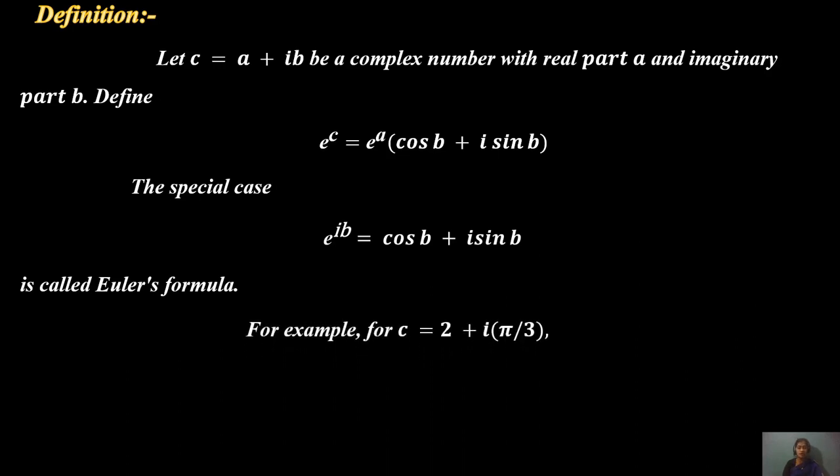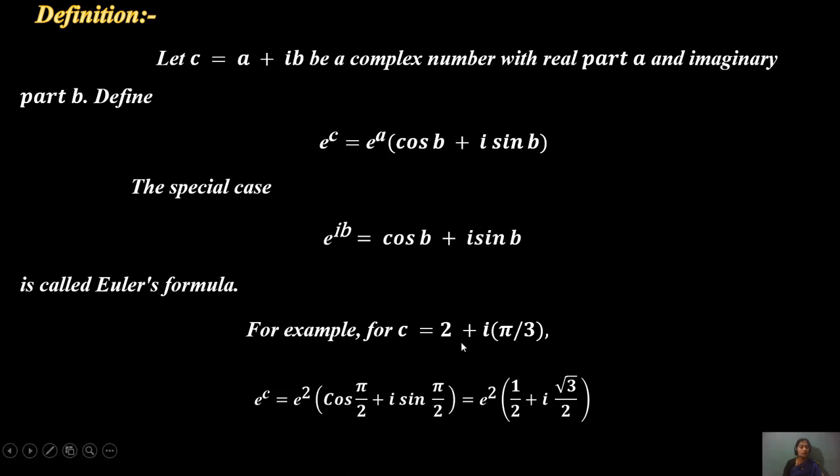For example, given c equals 2 plus i pi by 2, e to the power c equals e to the power 2 times (cos pi by 2 plus i sin pi by 2), which equals e squared times cos pi by 2. Cos 90 is 0, and sin pi by 2 is 1. Both of these conditions will be applied, giving e squared times i.